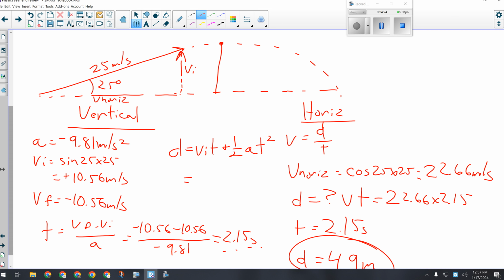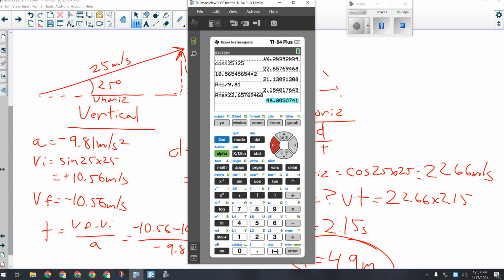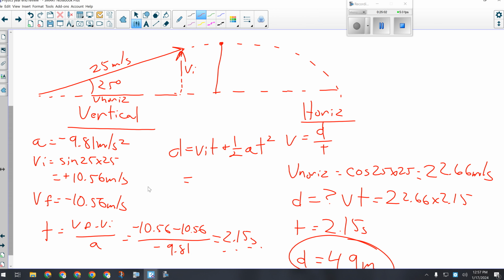Okay? We can plug in our numbers here. So we'll go 10.56 times, in brackets, that number there, divided by 2, okay, plus 0.5 times negative 9.81 times, in brackets, that number, divided by 2 squared. Okay, so I get 5.7 meters using that method.